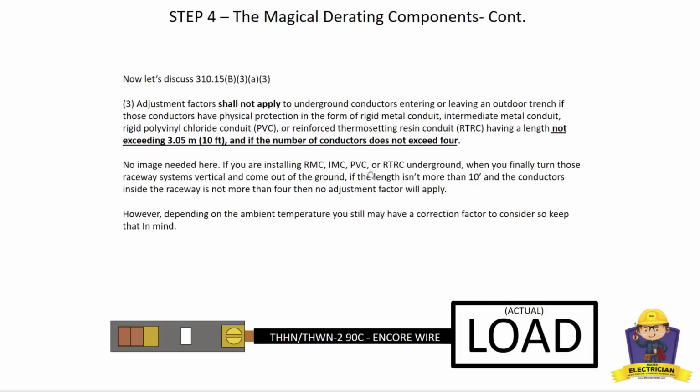But as long as you're using any one of these wiring methods or raceways, I should actually say, when you finally turn those raceways toward the vertical and come out of the ground, if the length isn't more than 10 feet and the conductors inside the raceway are not more than 4, then no adjustment factor applies. Remember, you might have an ambient, but you don't have an adjustment. Don't get the two confused.